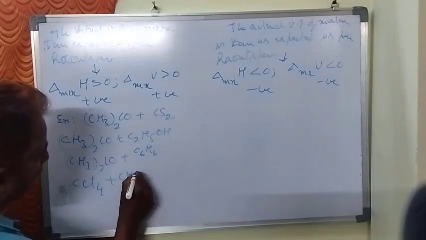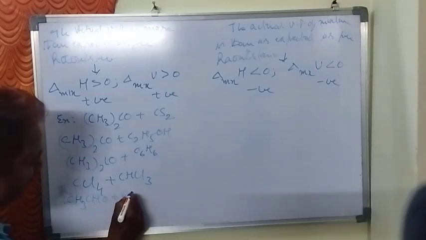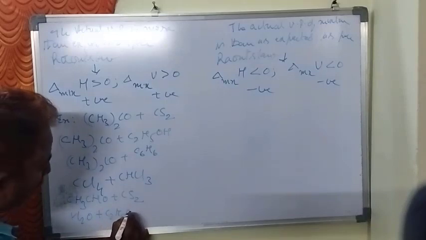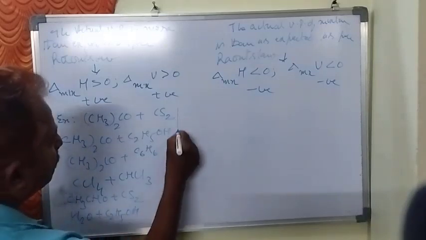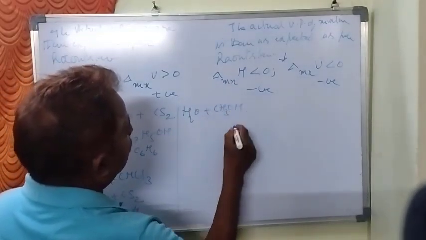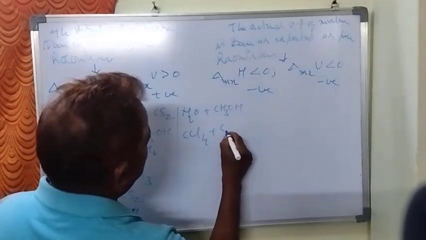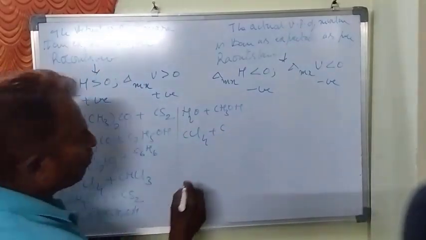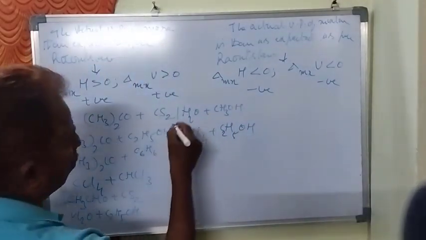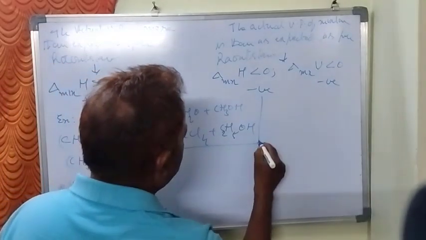Carbon tetrachloride and chloroform, acetaldehyde CH3CHO and carbon disulfide, water and alcohol, water and methanol CH3OH, chloroform and ethyl alcohol. So all these are the examples of non-ideal solutions showing positive deviation.